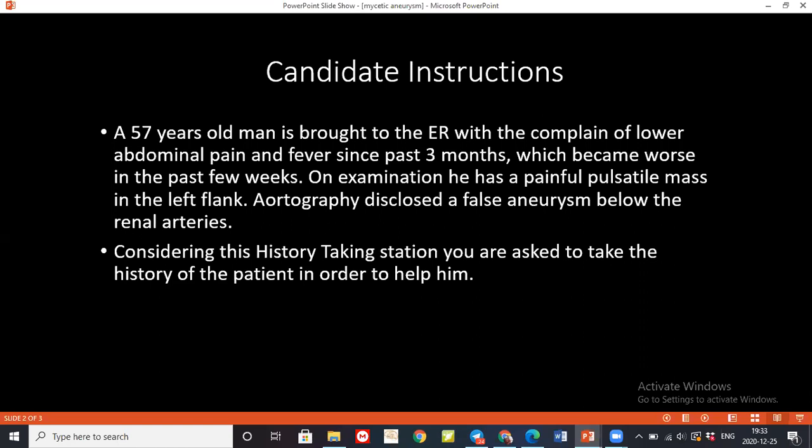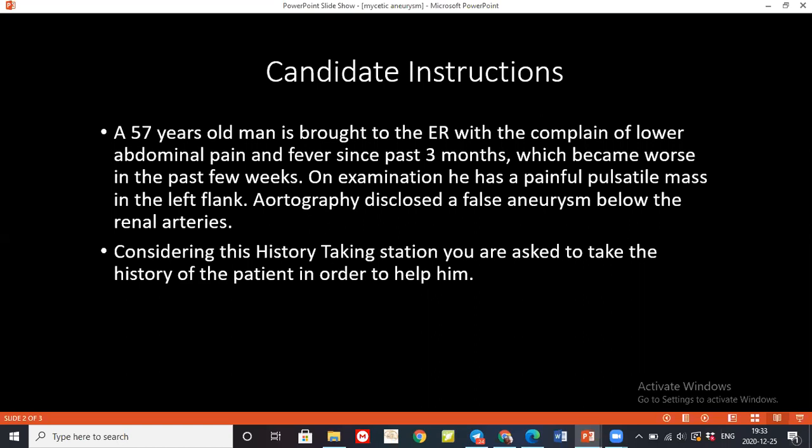Today I have taken history from a 57-year-old male who came to the ER with complaints of lower abdominal pain. The pain started 3 months ago and is getting worse and worse. It's present in the lower side of the tummy, not radiating to any side. The patient scaled it 10 out of 10, and it's not relieved by anything.